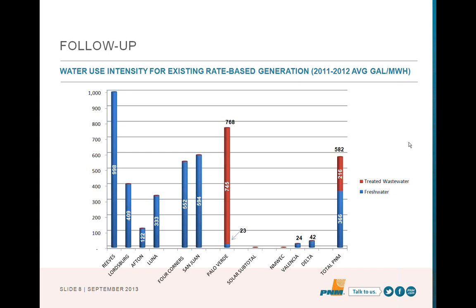On the Lordsburg plant, if that's combustion turbine, why is its water use intensity so high? That's a good question. I would assume, especially compared to, say, Valencia and Delta. The answer to that lies in the technology that's used at the plant. You have choices in terms of cooling technology, and some use more water than others.